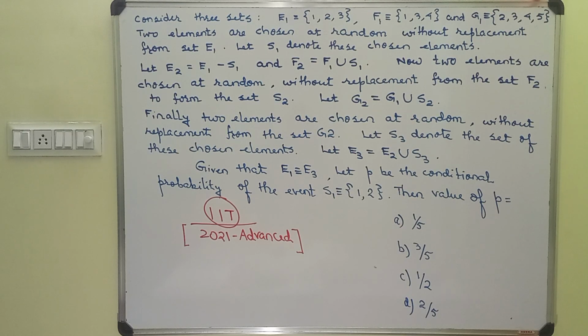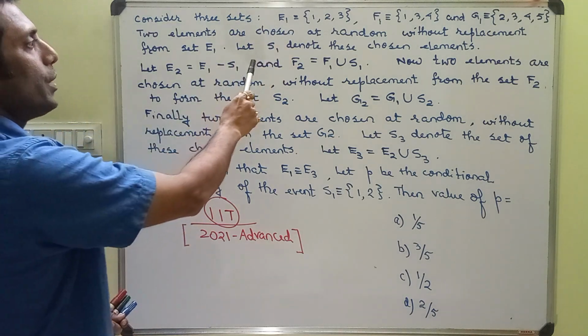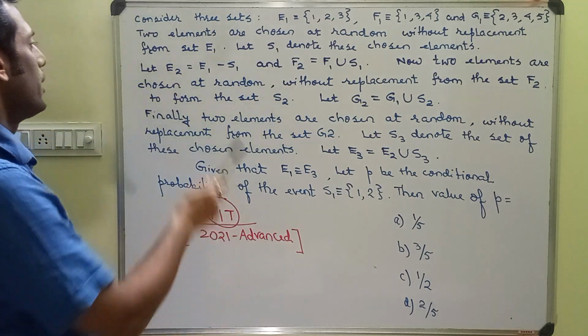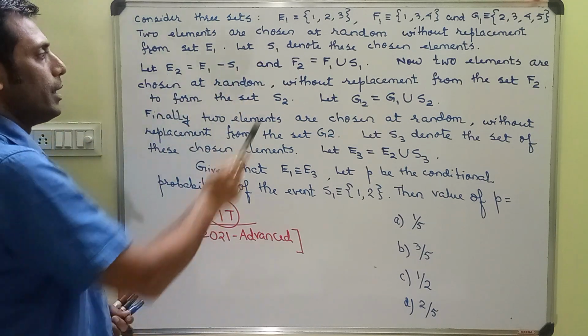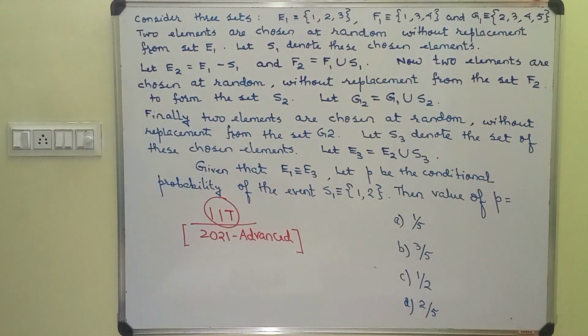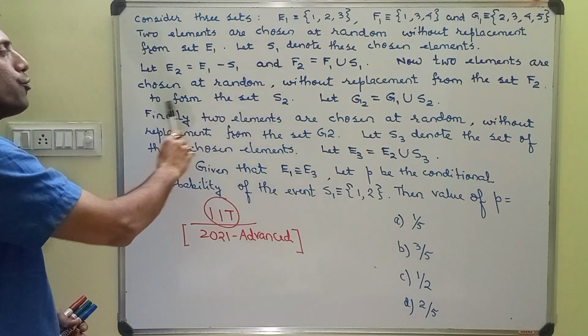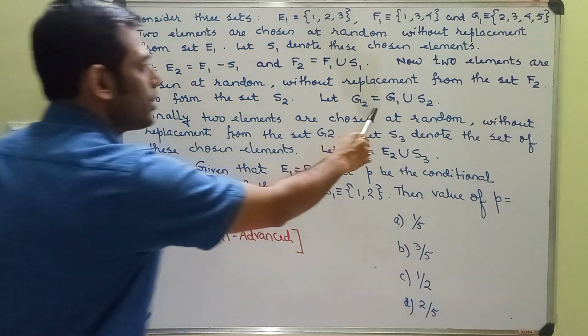Now see, consider three sets E1, F1, G1. Two elements are chosen at random without replacement from the set E1. Let S1 denote these chosen elements, and then E2 is equal to E1 minus S1, F2 is equal to F1 union S1. Now two elements are chosen at random without replacement from the set F2 to form the set S2. Let G2 is equal to G1 union S2.